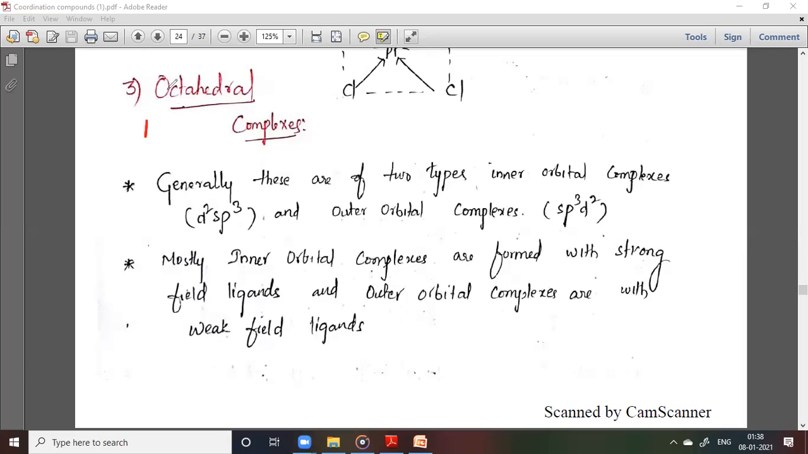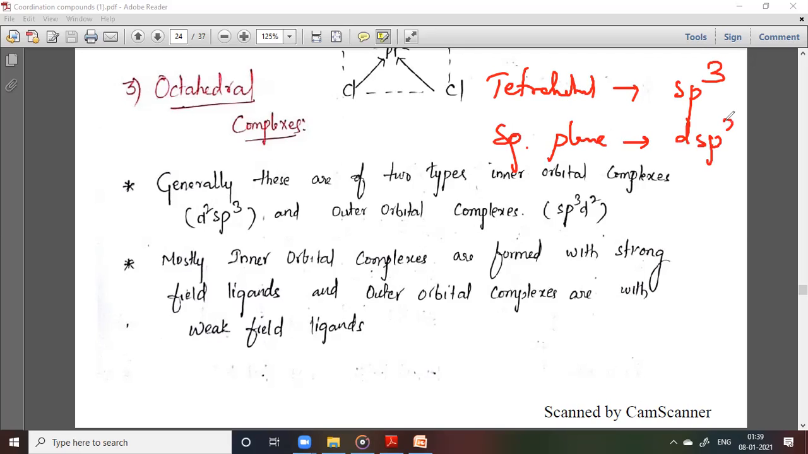This is also exactly similar, but there is something different between this octahedral and the square planar and tetrahedral. So what actually is this, see here. First, there are generally two types of octahedral complexes. I already told you that if it is tetrahedral, then the hybridization will definitely be sp3. Then if it is square planar, then it is dsp2 hybridization.